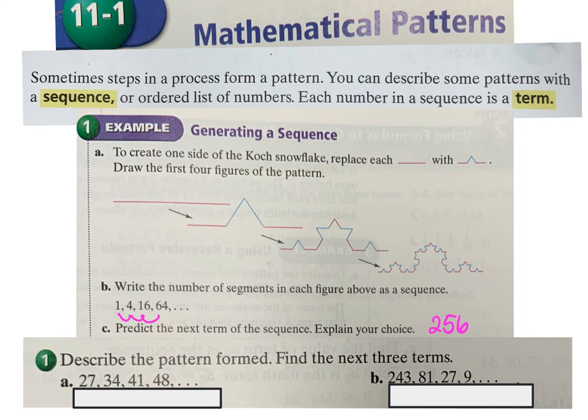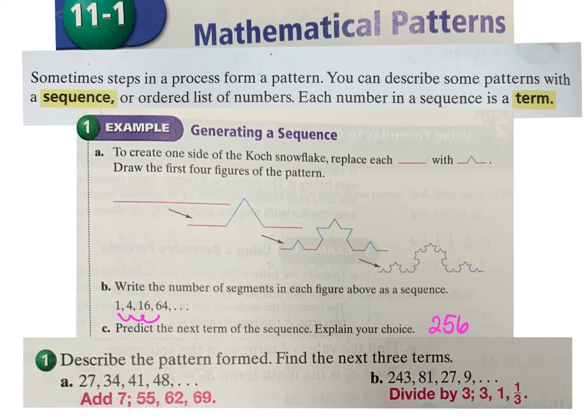So try 1A, A and B. Describe the pattern formed, find the next 3 terms. This first one, you should have said you were adding 7, and it looks like this. What about the second one? What are you doing? Divide by 3. Yep, you're dividing by 3. So your next 3 terms would look like this.